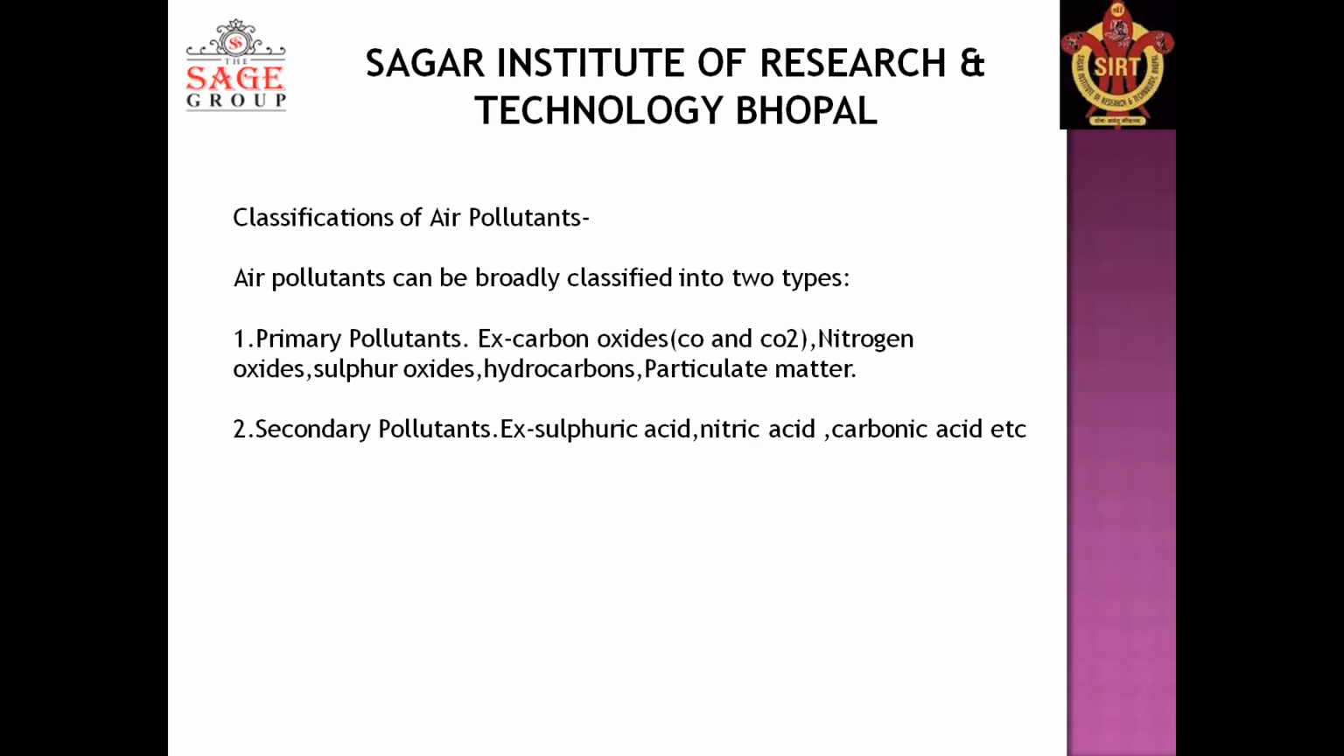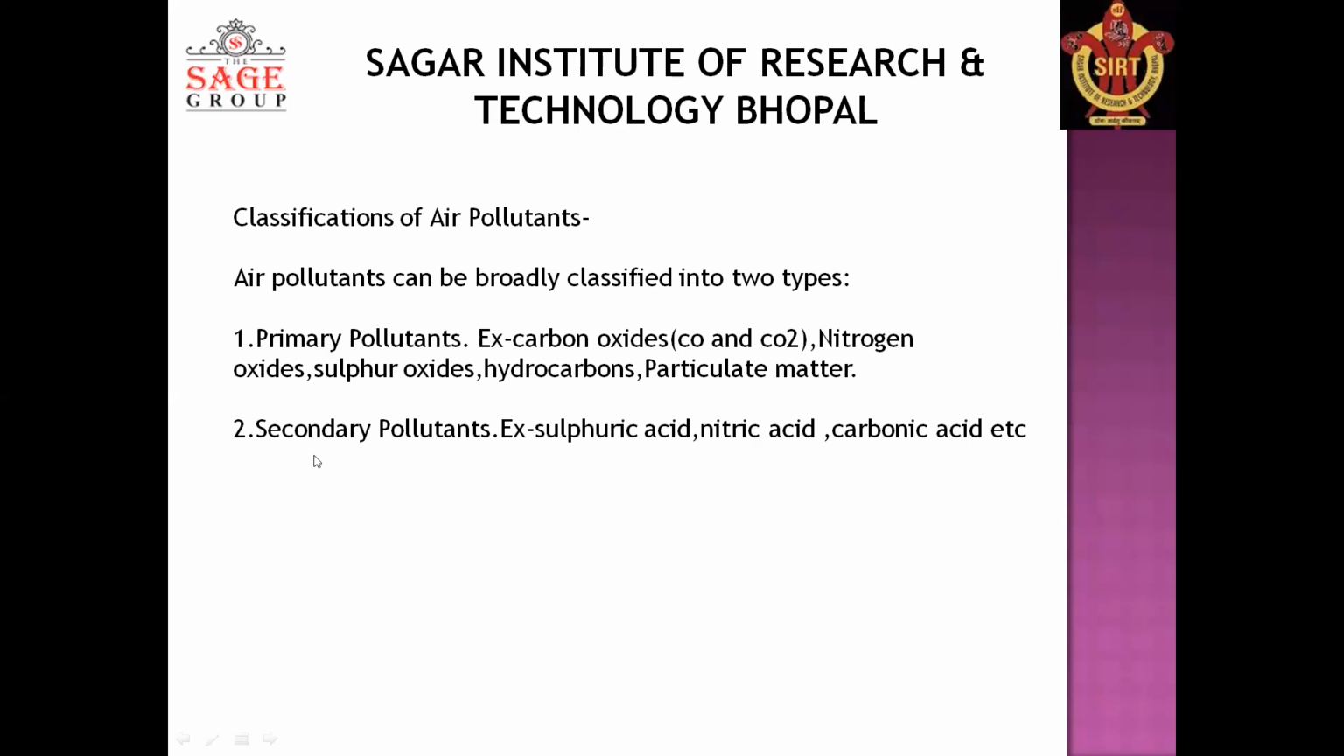So what are some examples of human activity or natural events? Natural ones are like dust storm and volcano, and human activity like vehicle emission and industrial waste. Examples are carbon oxides, nitrogen oxides, sulfur oxides, hydrocarbons, particulate matter. So these are the examples of primary pollutants.